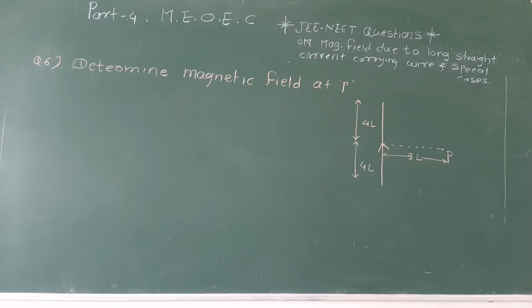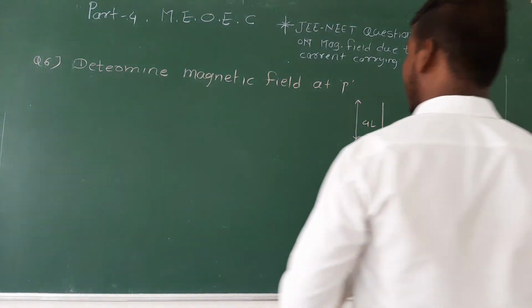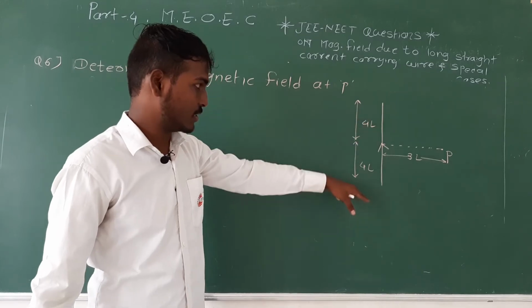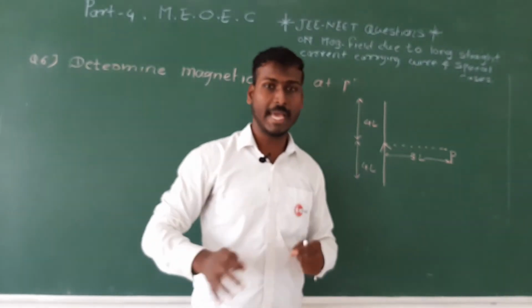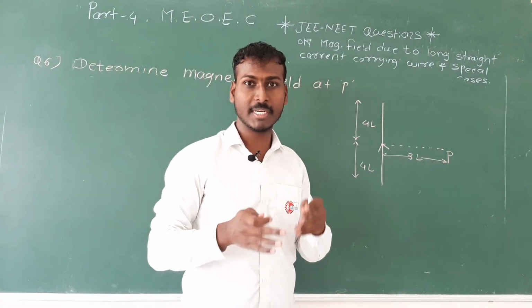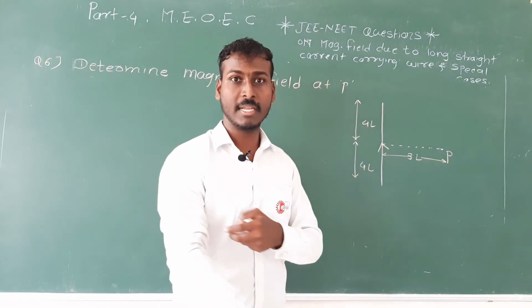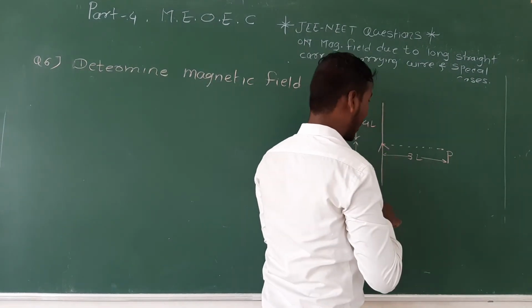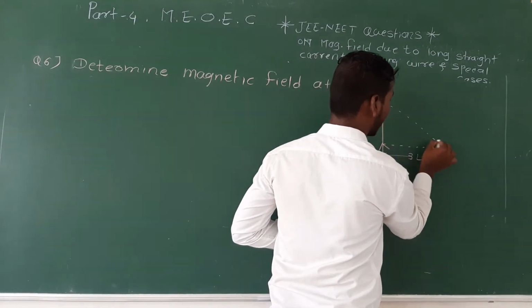Okay, now see carefully. They have asked us to find the magnetic field at a point P due to this conductor. See carefully, we don't have an angle here. This is something different, which we have not seen till now. So first of all, you should find out the angle. So how to find the angle?